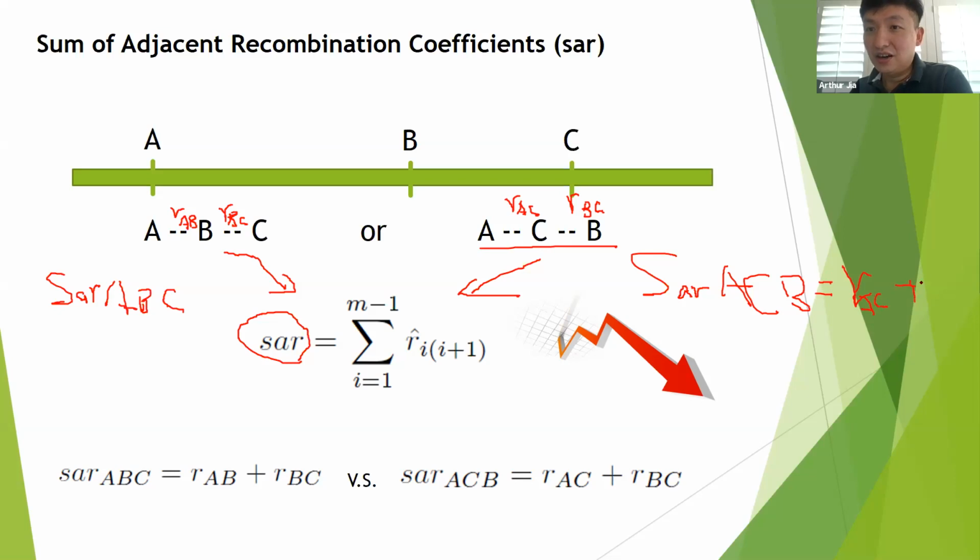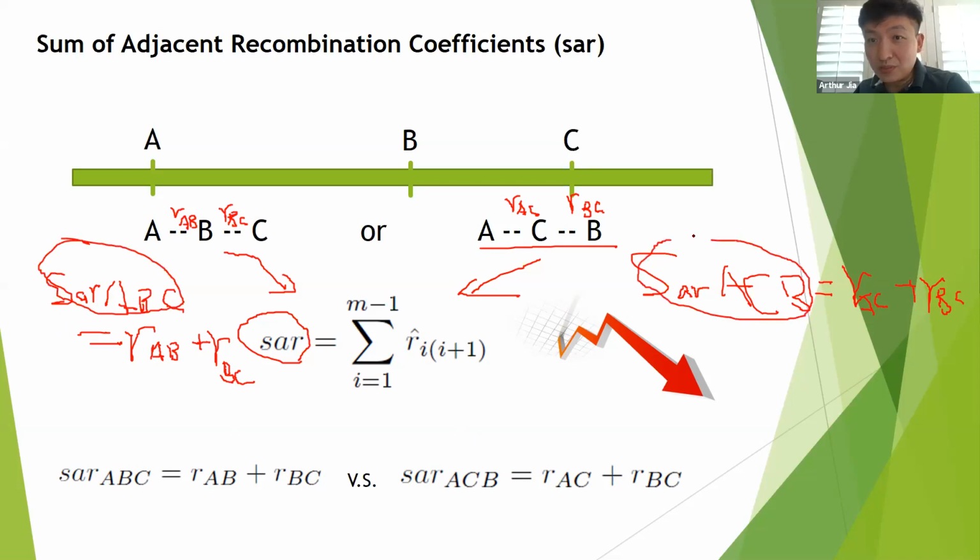RAC plus RBC, right? Intuitively, let's do this: RAB plus RBC. This is by definition, right? Now you want to compare this thing with this thing to see which one is smaller, because the smaller one will give you the right order, right?